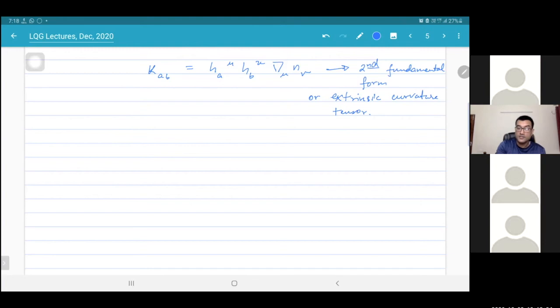Okay, this is also very nicely explained in Wald, by the way. In chapter 10, Wald talks about, let's see what happened in chapter 10.